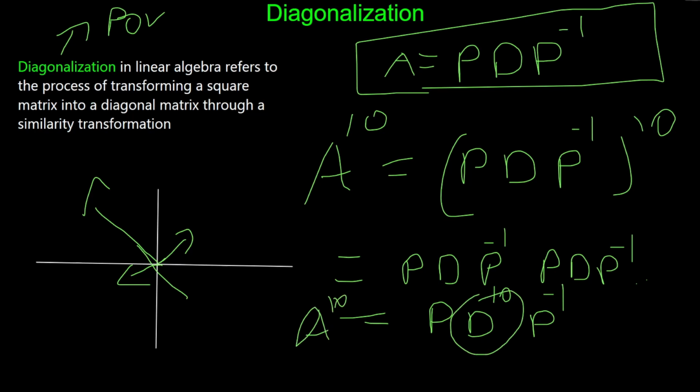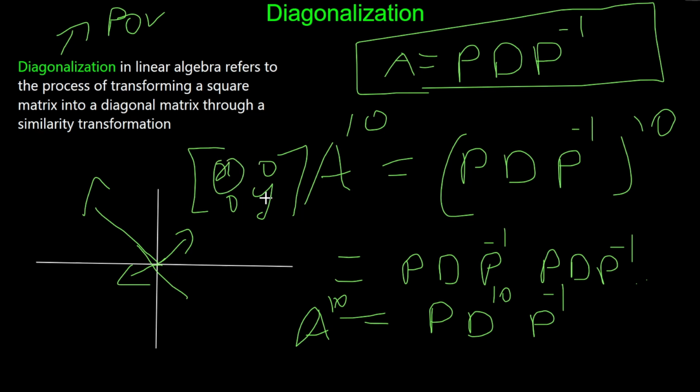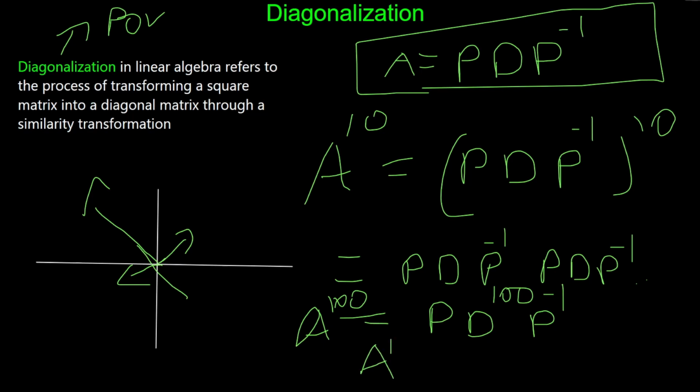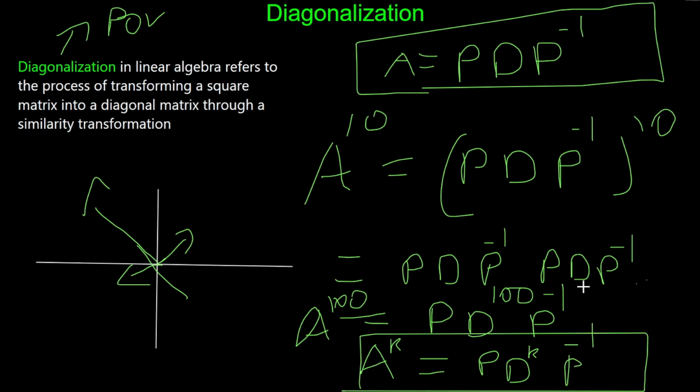D power 10 is actually easy to calculate, because if we have a diagonal matrix with x, y, we just have to raise the power of the diagonal components to get the corresponding diagonal matrix. So with this, we can easily find A power 10 or A power 100 and so on. So generally we have A power k equal to P D power k P inverse. This is the intuition behind diagonalization.